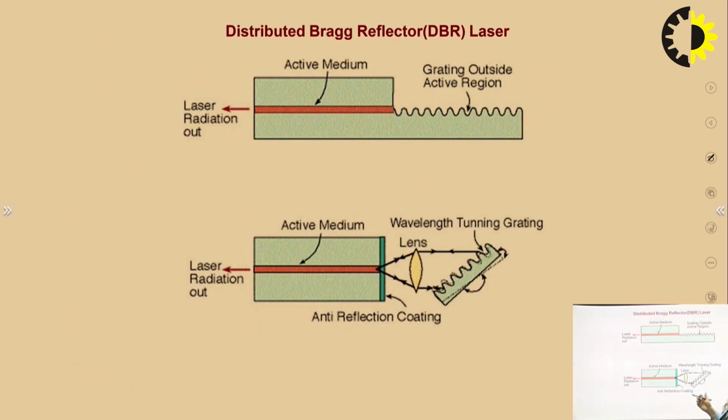You can see in the figure that in the distributed Bragg reflector, that is the DBR laser, we have a corrugated region outside the active region. So photons will fall on the corrugated region and come back and forth, and that's why the intensity of light is much higher.